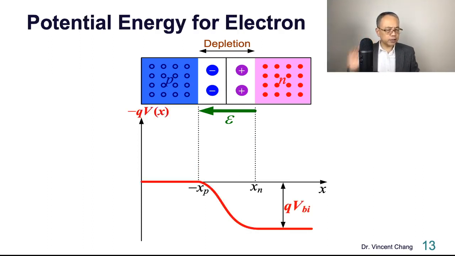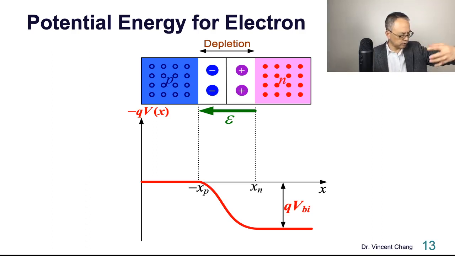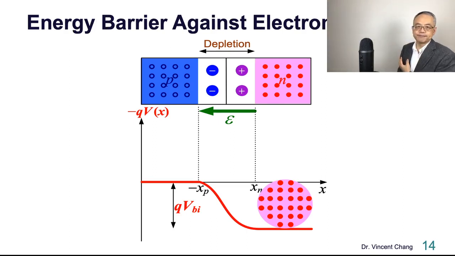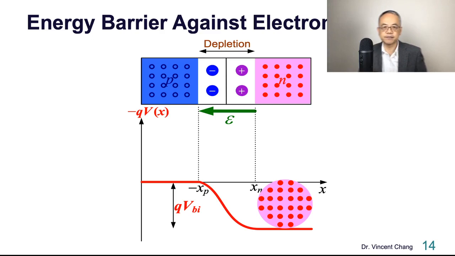But for the electron, we know there are a lot of electrons on the right-hand side. Those abundant electrons reside in a valley. When they look to the left-hand side, they see a barrier. They see an energy barrier that blocks them. And this is the energy barrier against the electron flow.